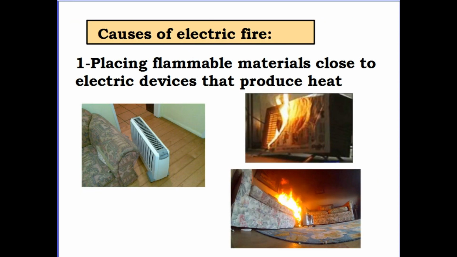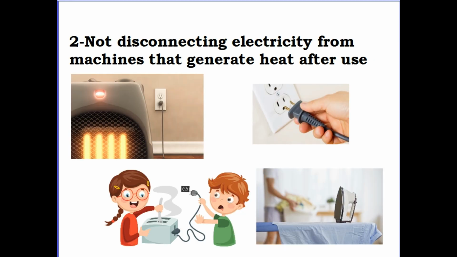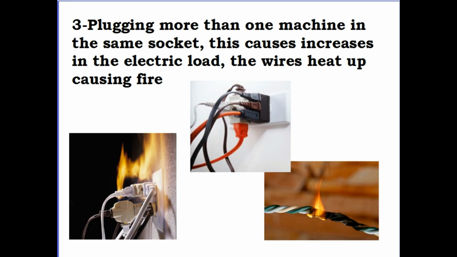Again, what are the causes or the reasons that lead to the electric fire? Placing flammable materials, putting flammable materials like curtains, like rugs or carpets, like clothes, close to the machines that generate heat, like heaters, like the electric irons. And reason number 2 is not disconnecting these machines from the electricity after our use. Reason number 3 is plugging more than one machine in the same socket. This causes an electric overload. The wires heat up and they burn.